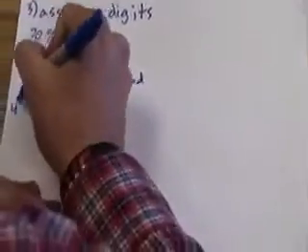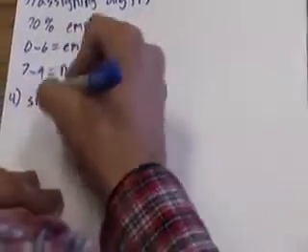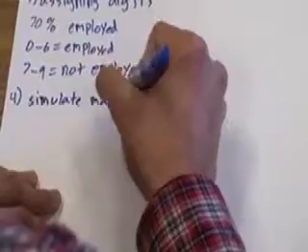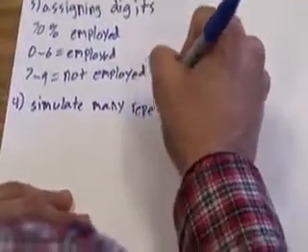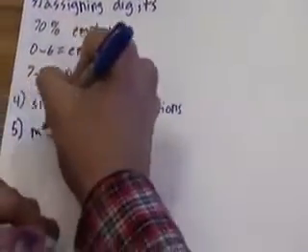Then there's step 4, simulate many repetitions. So repeat this about 10 times. Then we got the last step, which is make conclusions.